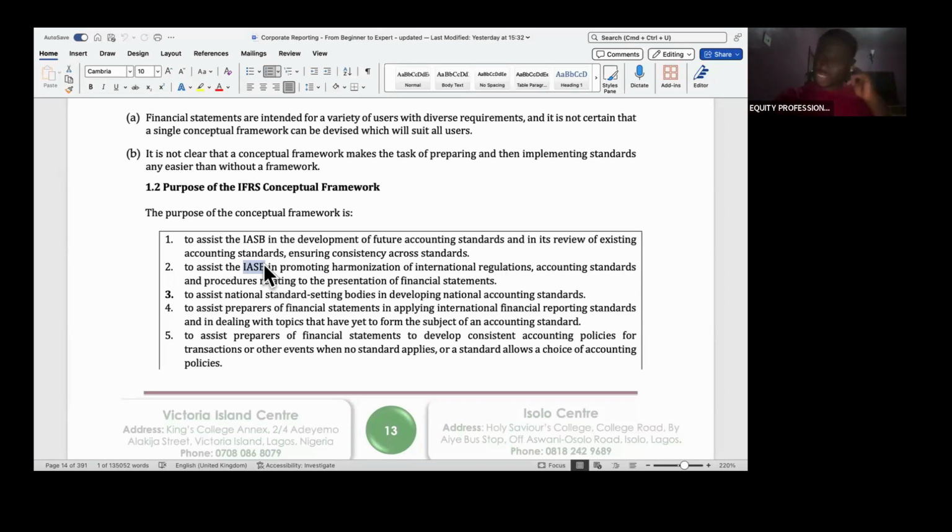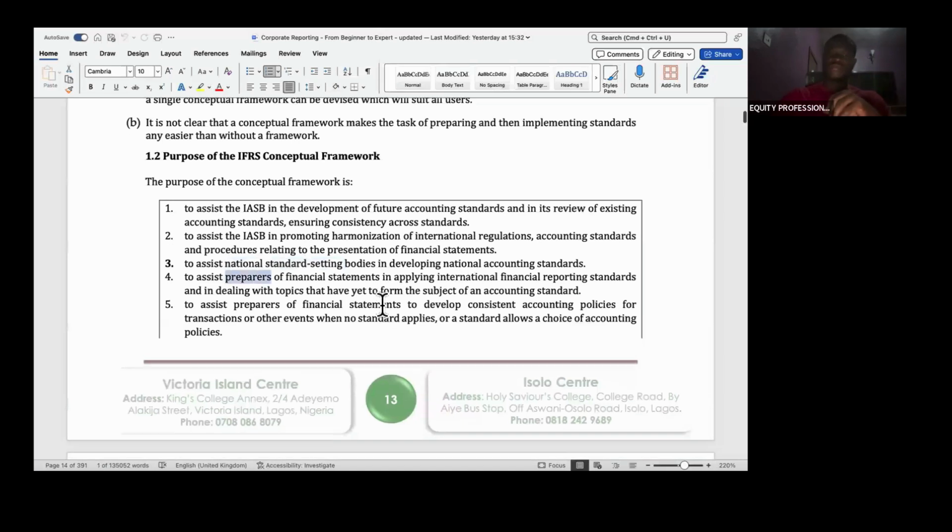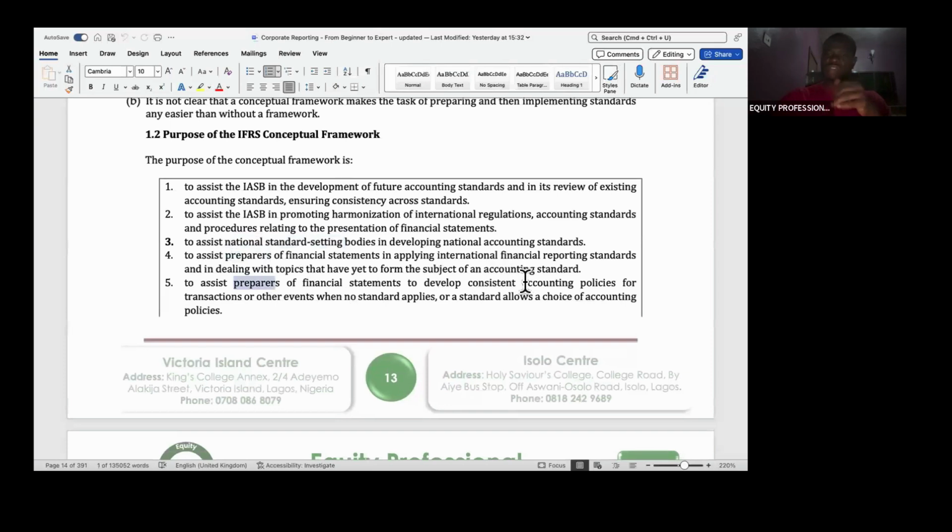So with the conceptual framework, they can achieve that. If you don't want to use IFRS, can you use the conceptual framework to develop your own standard? If they are developing their standards from the same set of principles, they will have similar standards ultimately. So the IASB uses this conceptual framework for harmonization of the accounting regulations. It can also help national standard setting bodies to develop national standards. It can help preparers in applying IFRS to their financials. It can also help preparers to develop consistent accounting policies.